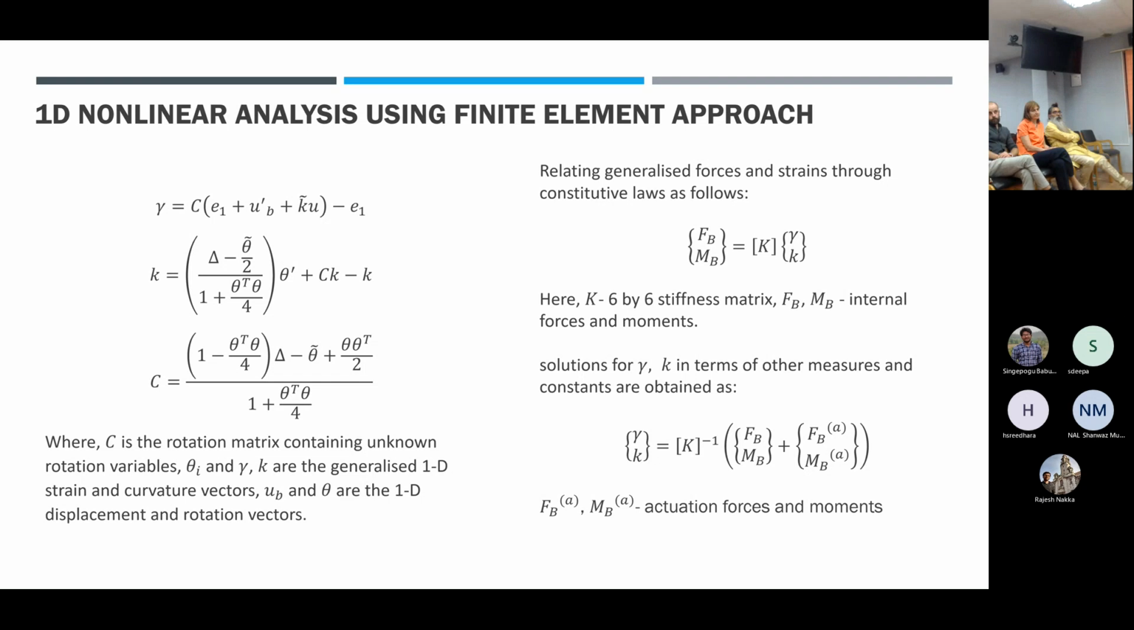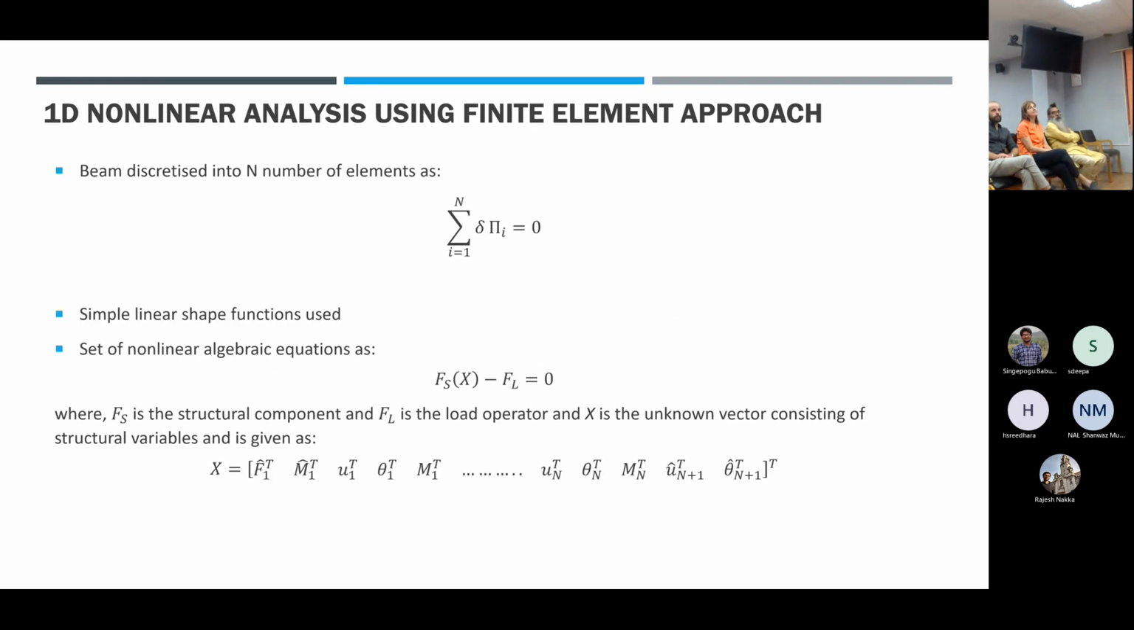So we have the stiffness matrix, which is dependent on the material and the geometry of the structure. And we have the internal forces and moments. From this, we can get the solutions for gamma and kappa in terms of the other measures. And here, the actuation forces and moments are also accounted for. But for our case, since we are not taking into account the dynamic study, we will ignore those effects.